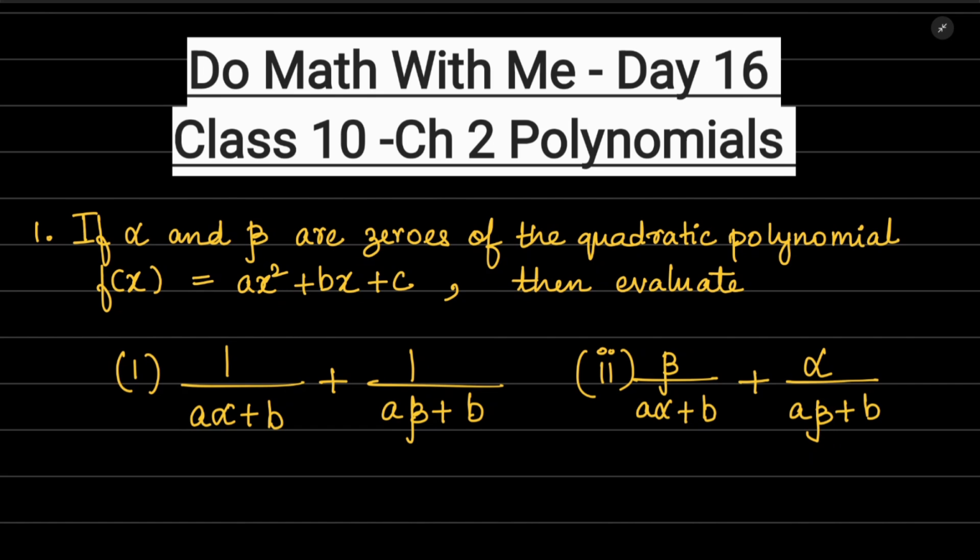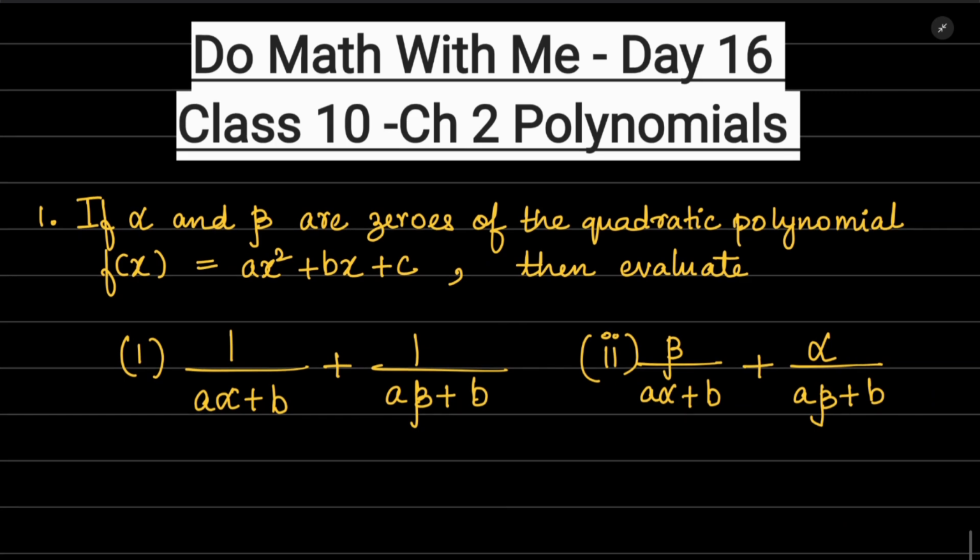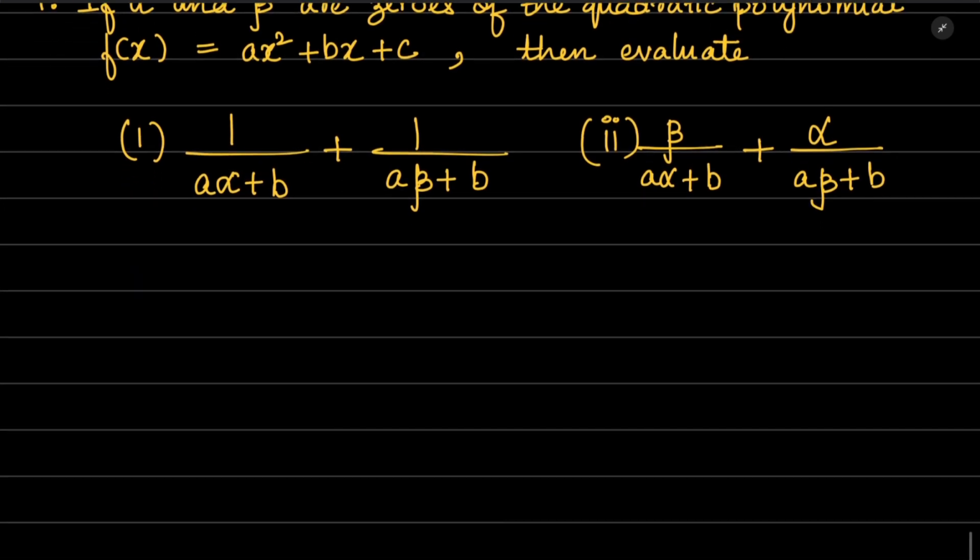Okay, so today we have got three problems from the chapter Polynomials. Let's get started. The question is, if alpha and beta are the zeros of the quadratic polynomial f of x is equal to ax square plus bx plus c. So what you are given is a standard quadratic polynomial. You have to evaluate two expressions under it. You have to find the values of 1 by a alpha plus b plus 1 by a beta plus b, and the second one also, which is in terms of alpha, beta, a and b. Let's get started with the first one.